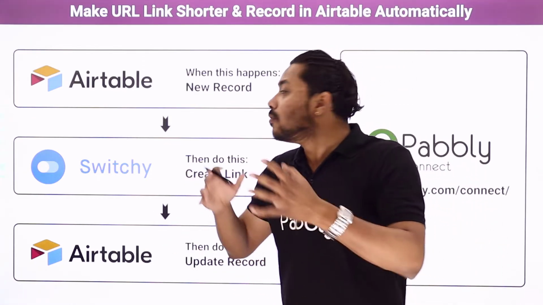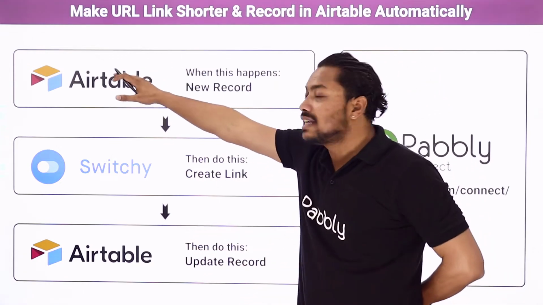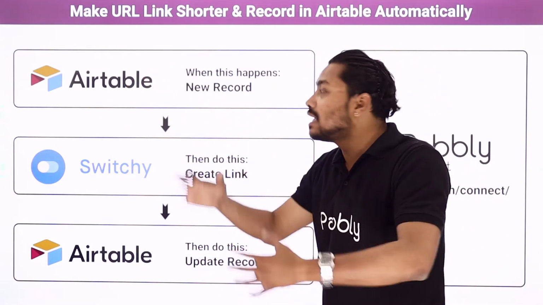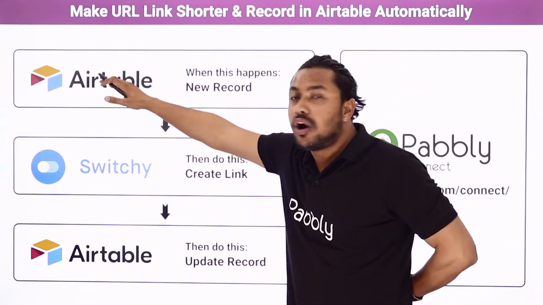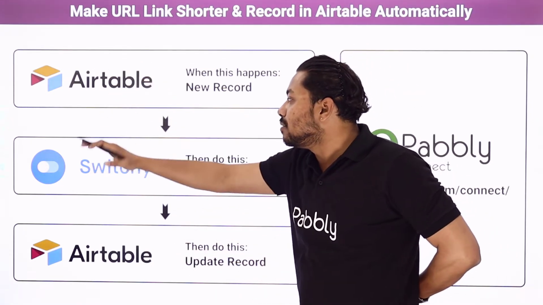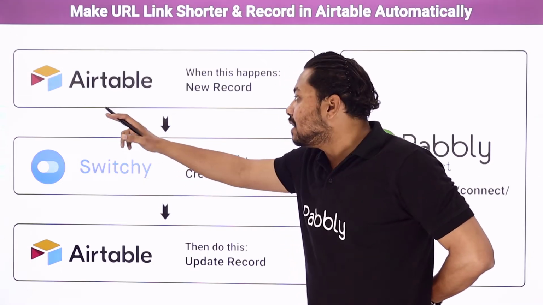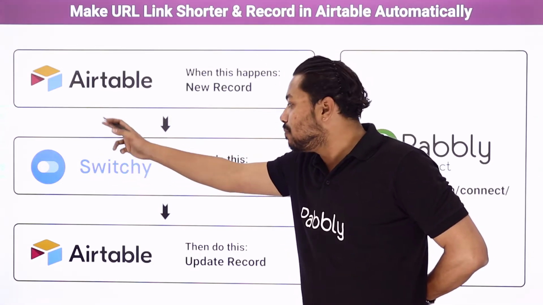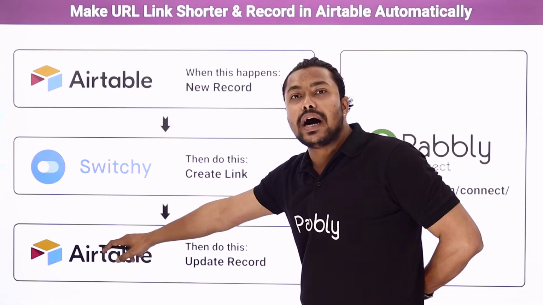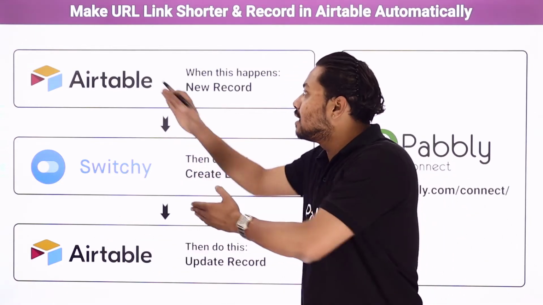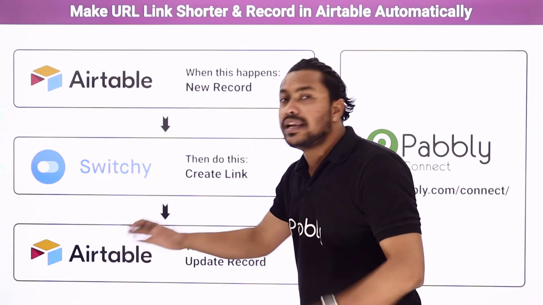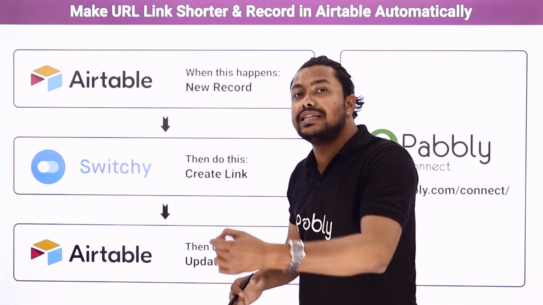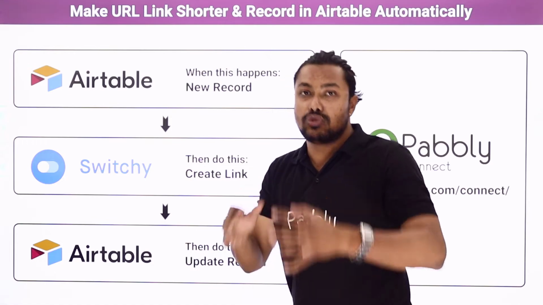So what we are going to do, we are going to take the data from Airtable, or put the data in our Airtable database. Then those long links will get shortened by using Switchy, and then those short links will again be inserted into our Airtable database in the same row, and then the long URL link and the short URL link will be updated and will be present for you in the Airtable database to use it.